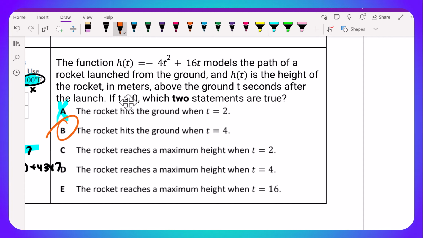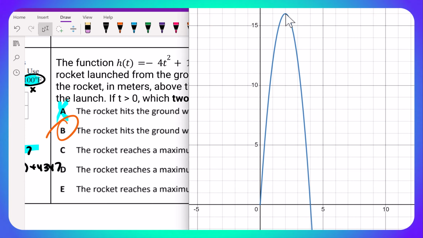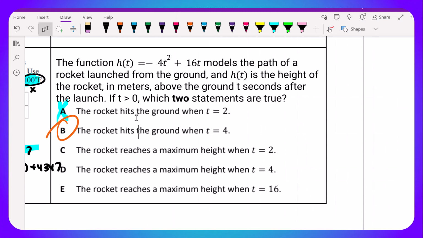And we're looking for 2 true statements. It says it reaches a maximum height when your t is 2. Absolutely. So if you go to your maximum up here, the time is 2. So we have found our other answer.